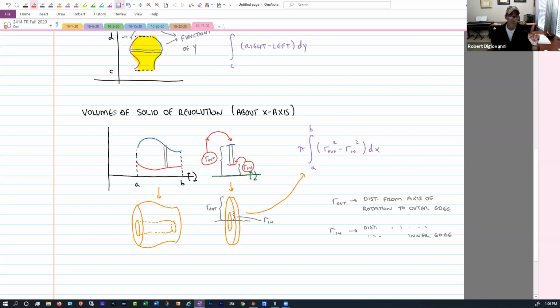But that's only if we're rotating around the x-axis, because the distance from the x-axis to the two curves are those curves' values, the function's values. As you're about to see, this could change. The outer radius and inner radius could be something different. So I just want to be clear that it's always something we have to look at, the distance from the axis of rotation to that outer edge.